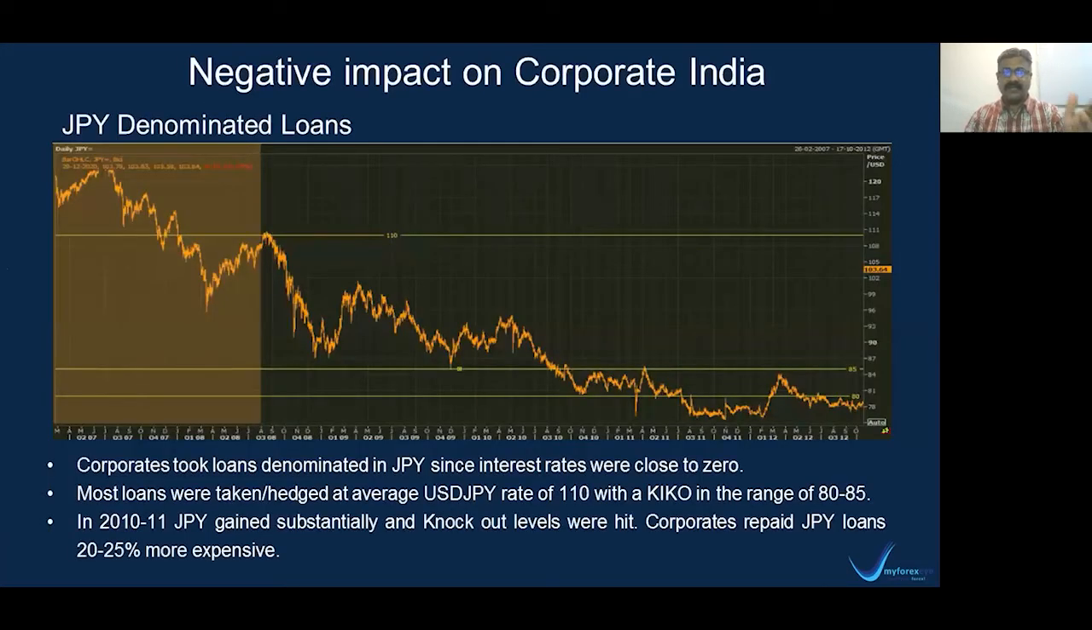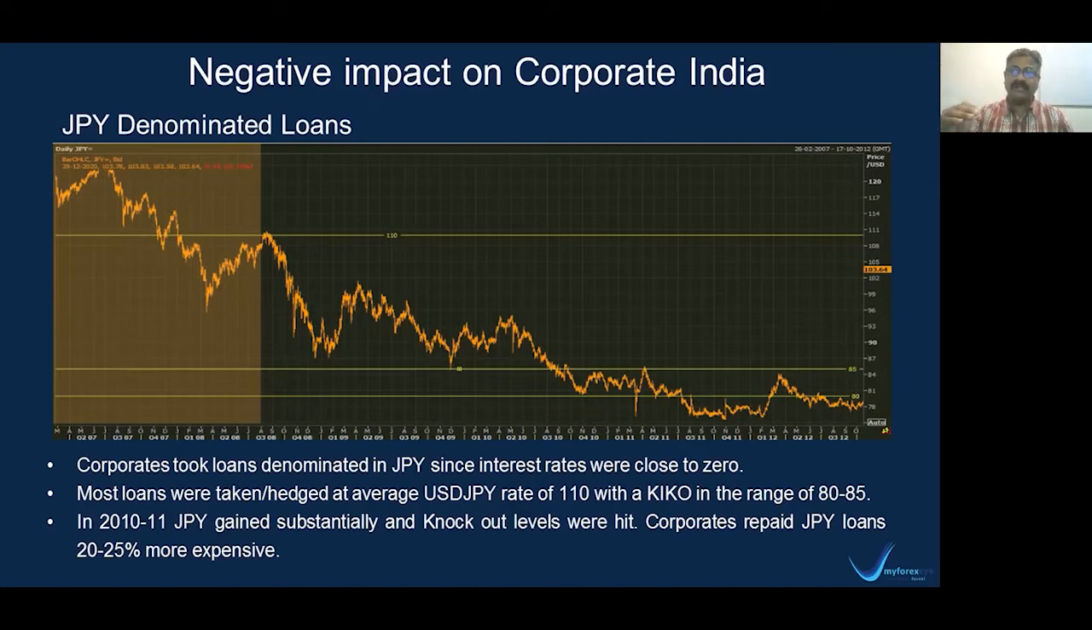Now let's look at the JPY denominated loans. I will look at the CHF denominated loans in the next slide, but let's first understand JPY. On the shaded area, this was the period where the corporates actually started taking the loans, dollar yen loans, and they were taken when dollar yen was around 110 yen to a dollar. Most loans were taken and hedged at these levels, between 108, 109, 110, 111, 112, on an average 110.